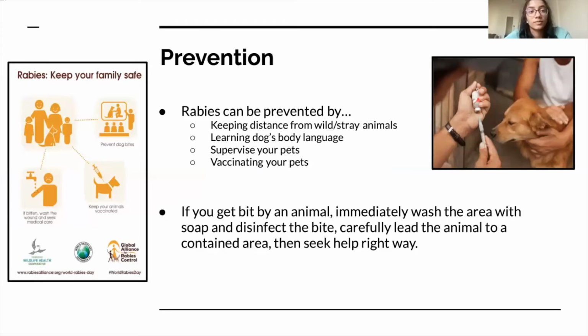So now we're going to talk about prevention of rabies. So rabies can mostly be prevented by keeping distance from wild or stray animals. So this includes stray dogs, bats, cats, and raccoons. And you can also prevent rabies by learning body language of animals. So if you recognize a dog to be aggressive, you can immediately keep your distance from the dog and contain it in a safe area. And then you can also supervise your pets around other people and also vaccinate your pets, which is the number one way of preventing rabies.